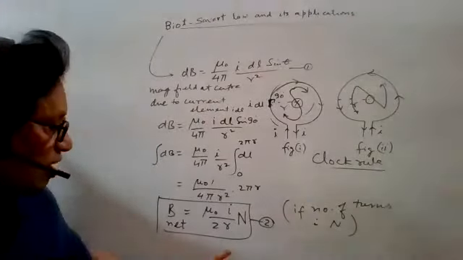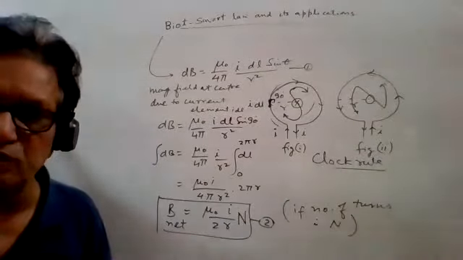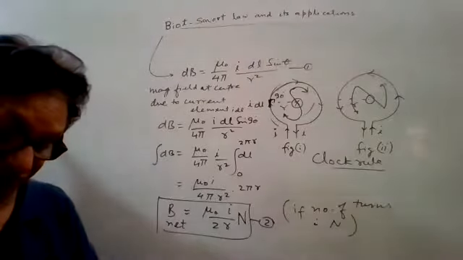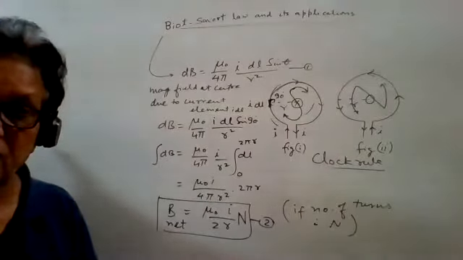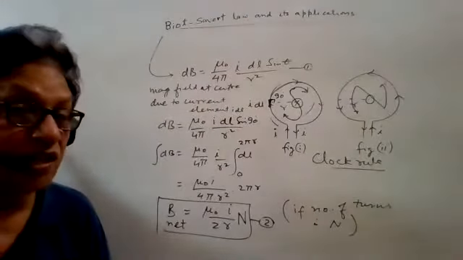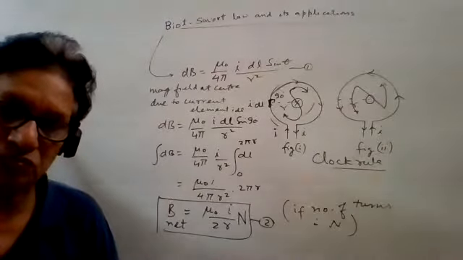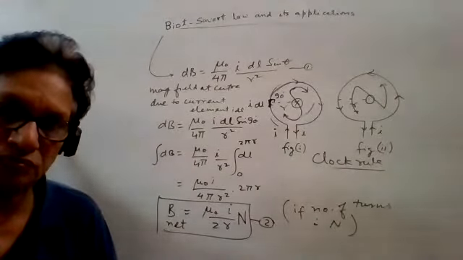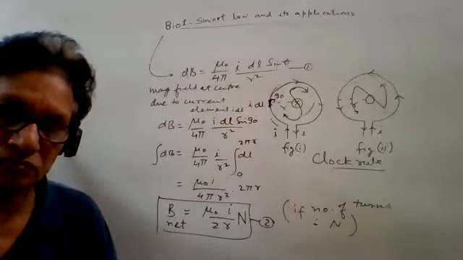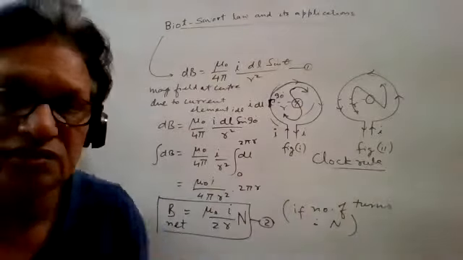We'll discuss that, but up to this point, any doubt? N is simply the number of turns, maybe an integer. We'll discuss when N is a fraction. Okay? Hurry up, please.